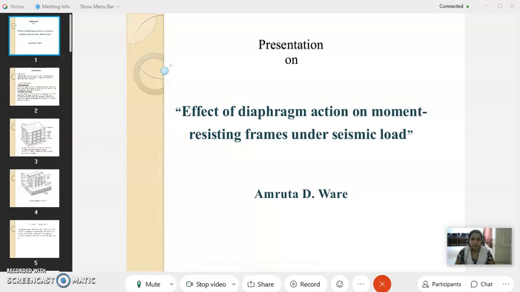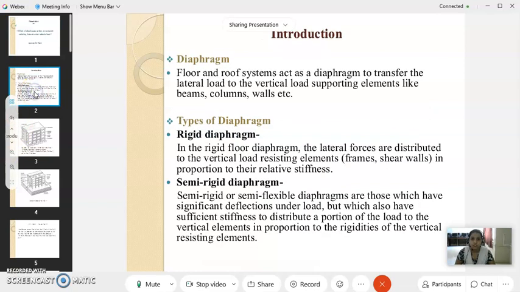Myself Amrita. Welcome to this presentation on the effect of diaphragm action on moment resisting frame under seismic load. First, introduction. A diaphragm is a horizontal system acting to transmit lateral forces to the vertical resisting elements.